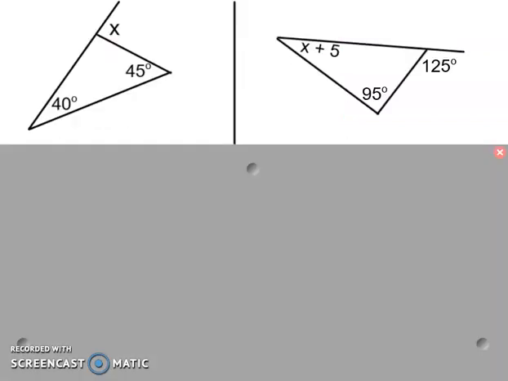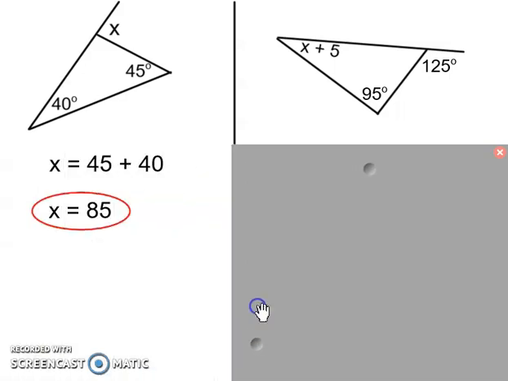So we have this setup here, which is where we wanted to end on it, right? We wanted to be able to set up an equation, that way we can solve for x. So in the example on the left, try it out and then resume when you're ready to see how we do it. All right, so on the left-hand side, we have an exterior angle of x, and then the two remote interior angles of 40 and 45. So it's just going to be x is equal to 45 plus 40, which is 85.